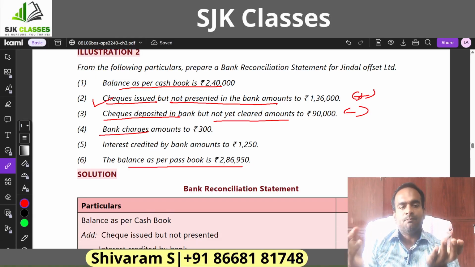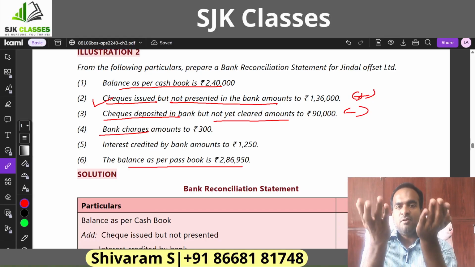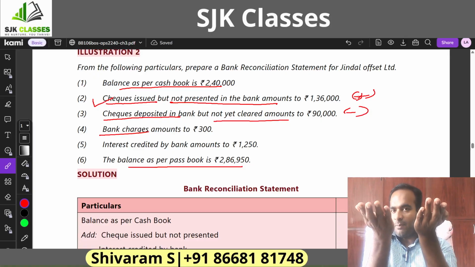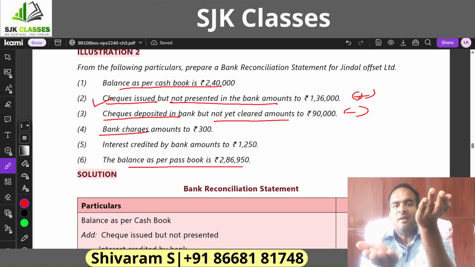So what I should do? Left hand is cash book, right hand passbook. It's a payment. In which book the payment is captured? Passbook. So passbook is my right hand. What happens? My right hand will go down. And what about my left hand? Cash book remains the same.